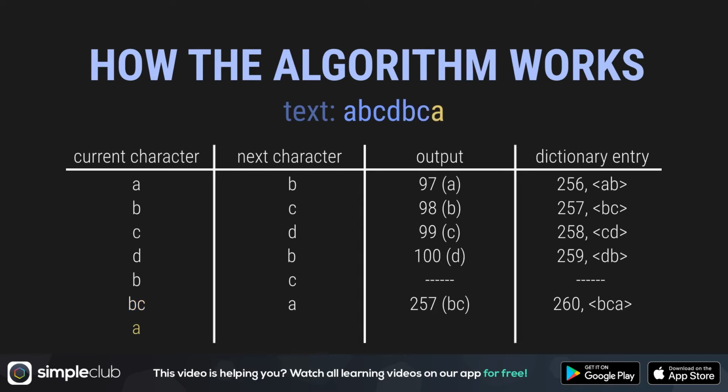And now we're down to the final character, A. There aren't any more characters after this one. For output, we enter the code for A again. Since there's no characters after this one, there's nothing to put in the dictionary either. And that's it. We're done.